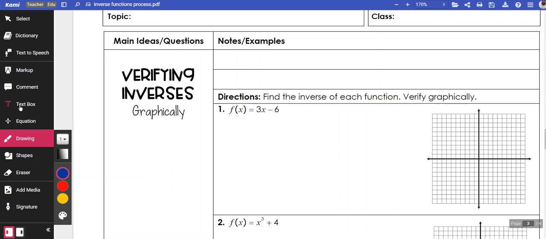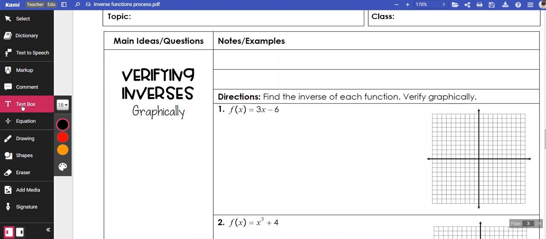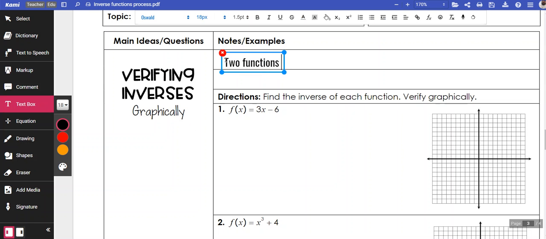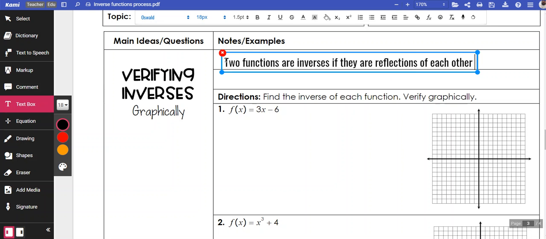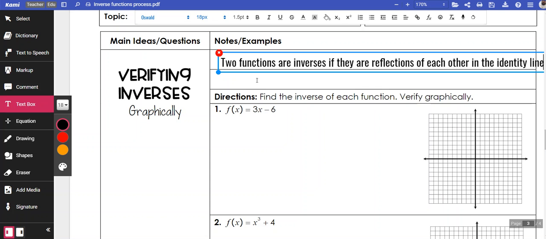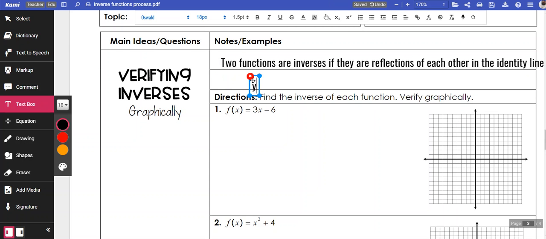To verify if two functions are inverses, there's a couple of things. One, they are reflections of each other with respect to the identity line. So two functions are inverses if they are reflections of each other in the identity line. That is, the mirror line you have would be the y equals x line. Okay, so what do I mean by this?